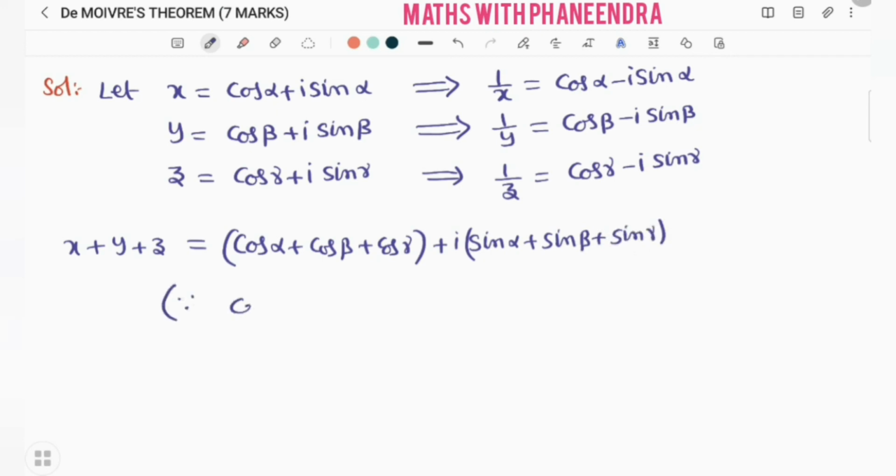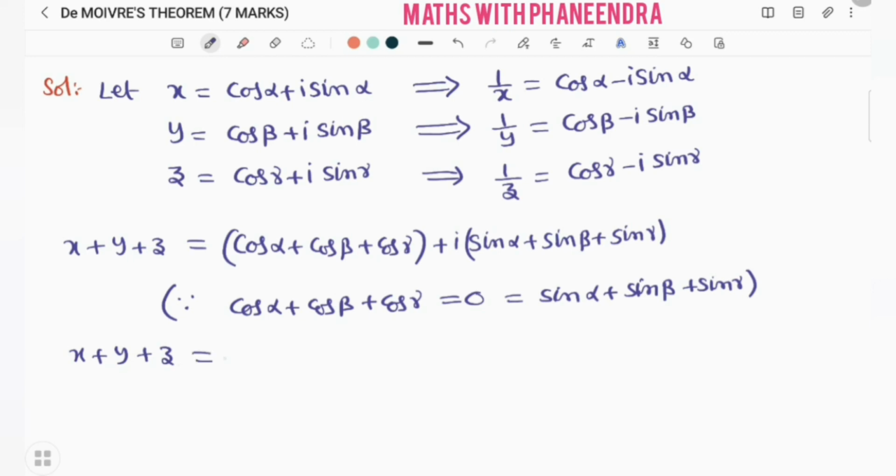Since cos alpha plus cos beta plus cos gamma is equal to 0, that is also equal to sin alpha plus sin beta plus sin gamma, which is 0, no? So it becomes x plus y plus z is equal to 0 plus i into 0. So ultimately x plus y plus z is equal to 0. We got the value.